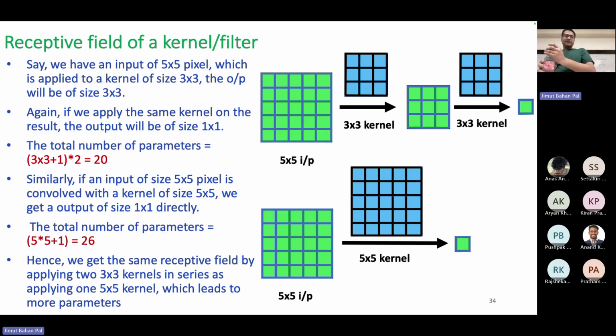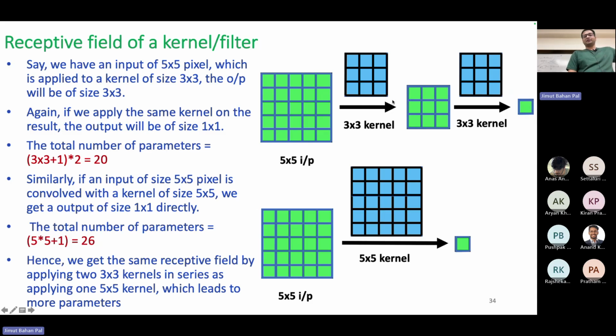Okay, say we have an input of 5 cross 5 pixels here. We are applying a kernel of size 3 cross 3. The output using stride 1 will have a 3 cross 3 feature map. Again, if we apply a similar kernel of size 3 cross 3, we will get an output of 1 cross 1. So this 5 cross 5 is shrunk to 1 cross 1 using two 3 cross 3 kernels.